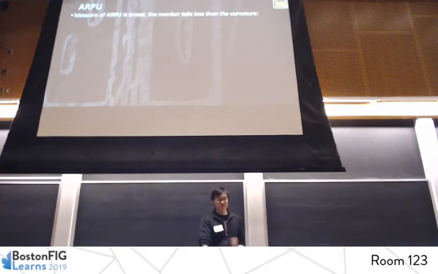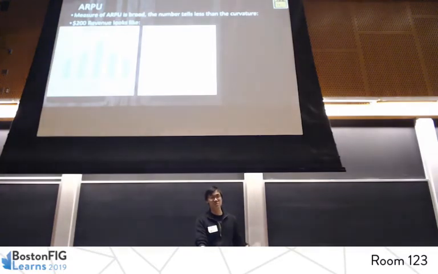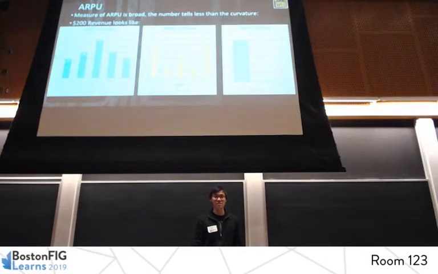ARPU, average revenue per user, is a very broad definition. The number is going to tell you less than the curvature. $200 in revenue can look very, very different between 3 different kinds of charts. This is $2 per user, standard bell curve, a bimodal distribution that is also $2 per user. And then you have the whale situation where you have one dude who's giving you $200 and no one's giving you anything else. That's still $2 per user. This is all $200 of revenue. So when I say $2 per user, it doesn't tell me exactly where your money's coming from.